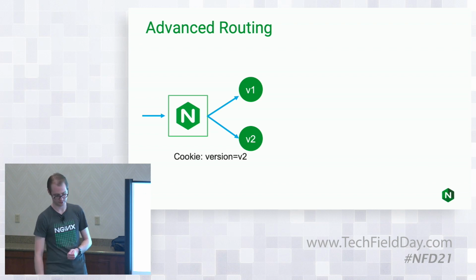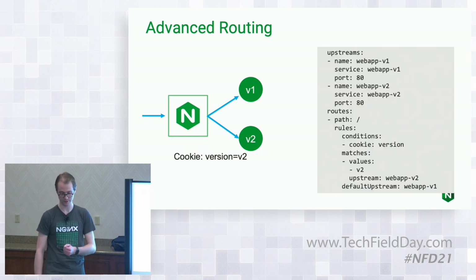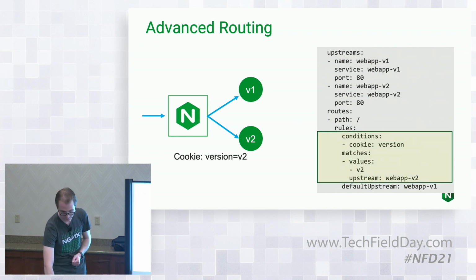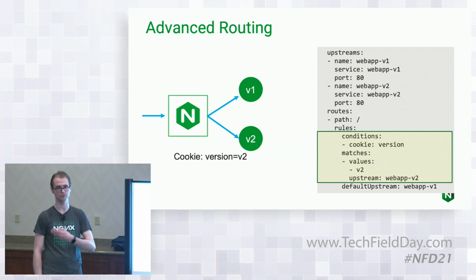Another use case is routing requests based on headers or cookies. For example, here we want to route requests to version 2 of the application if the cookie version is set to v2. Again, our VirtualServer route resource supports this use case. You can define conditions on which you want to route requests. Here we define a condition to inspect the cookie and match its value to v2. If the match is successful, the request will be routed to version 2 of the application.